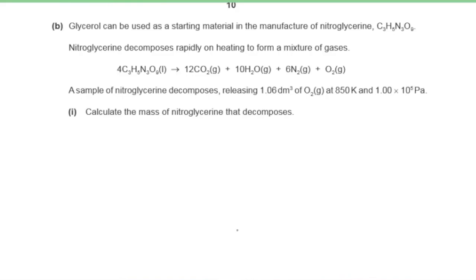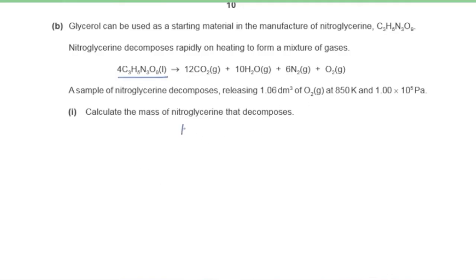Part B, glycerol can be used as a starting material in the manufacture of nitroglycerin. Nitroglycerin decomposes rapidly on heating to form a mixture of gases. A sample of nitroglycerin decomposes, releasing 1.06 dm³ of oxygen at 850 kelvins and 10^5 pascals. Part 1, calculate the mass of nitroglycerin that decomposes. So for this, we first need to find the number of moles of oxygen forming.